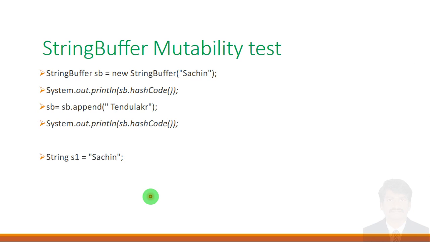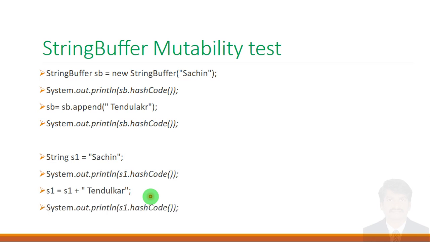And again I will take the string s1 is equal to Sachin, and I will add s1 is equal to s1 plus Tendulkar. Print the hash code on Sachin, and after adding print the hash code. So in this case it will return different hash codes here and here because strings are immutable. In this case here the hash code should be the same because string buffer is mutable.